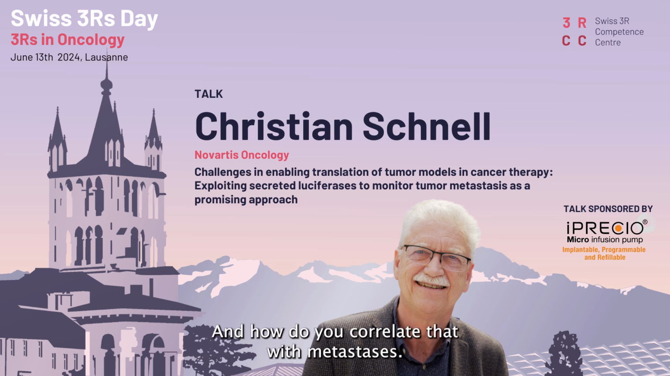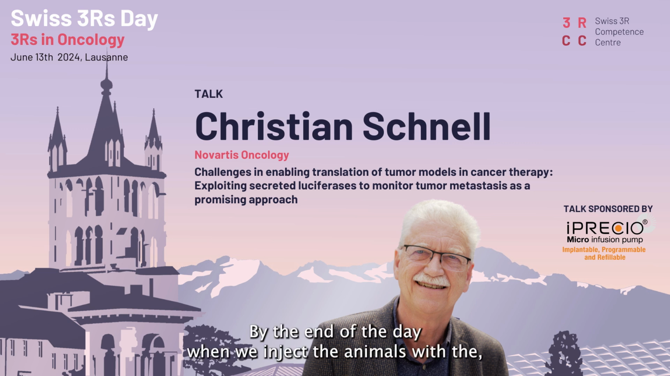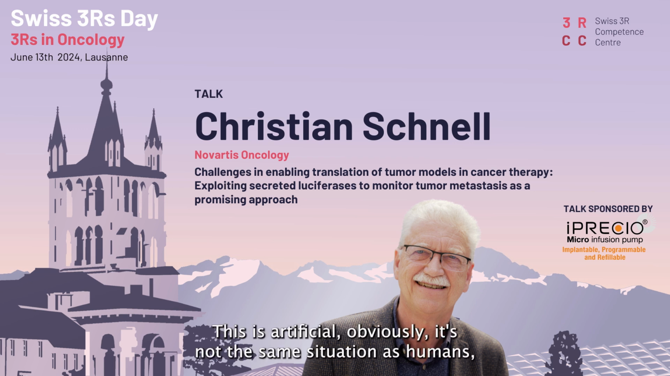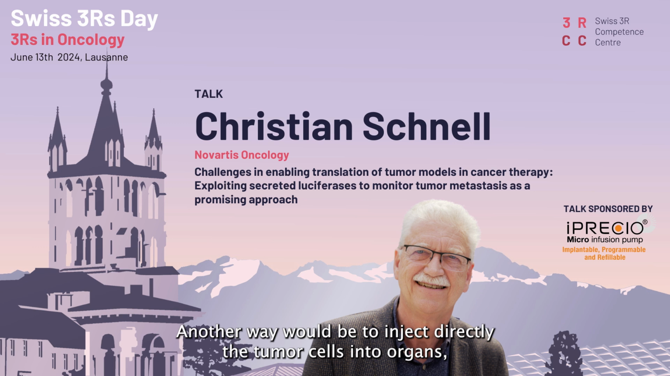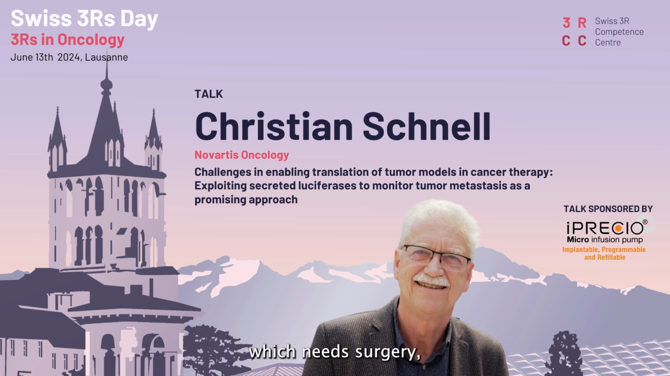And how do you correlate that with metastasis? Well, I think at the end of the day, when we inject the animals with the transfected cells, they will disseminate somewhere and they will create a kind of metastasis. It's artificial. Obviously, it's not the same situation as in humans, but it reflects it more or less. That's the best we can do at the present time, unfortunately. Another way would be to inject the tumor cells directly into the organs, which needs surgery and which is also a kind of bias. It's not the normal way metastases disseminate.